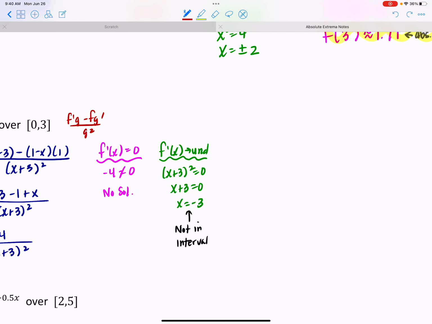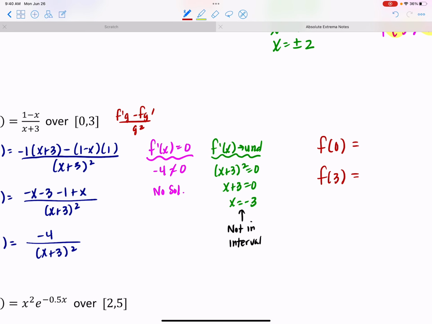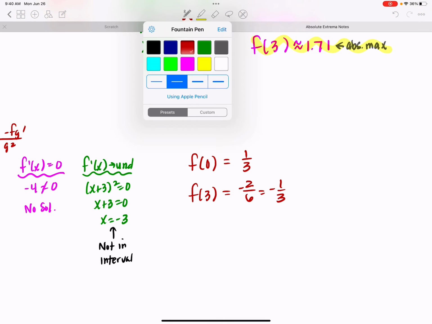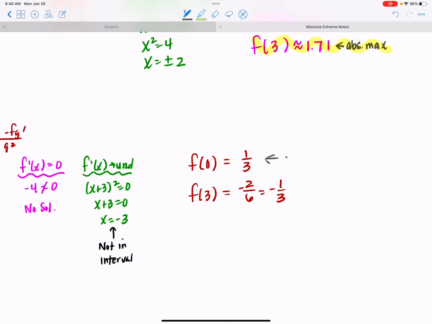So let's find f of 0 and let's find f of 3. And maybe we can do this without the calculator. Yep, I can plug a 0 in for both those x's, and I'm left with positive 1/3. If I plug a 3 in, I get negative 2 on the top and 6 on the bottom. And negative 2 over 6 is going to be a negative 1/3, which means this is going to be my maximum. And this is going to be my minimum.